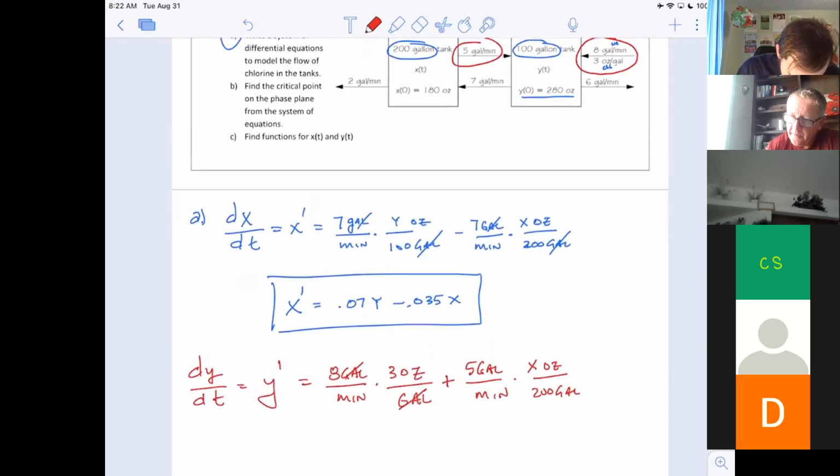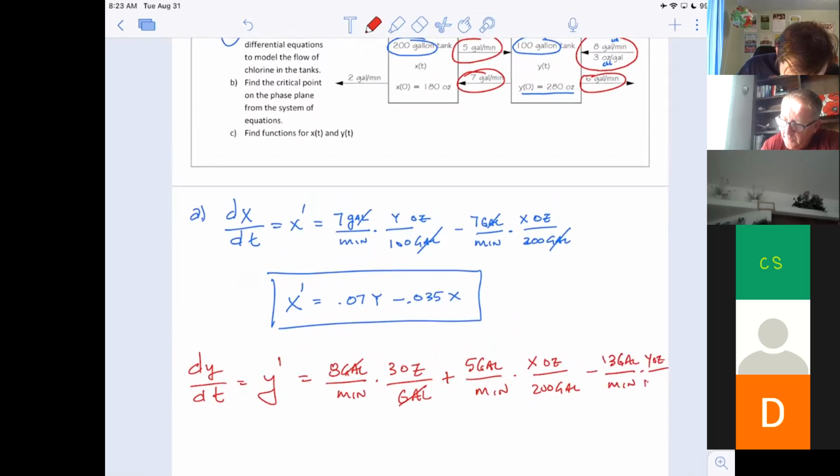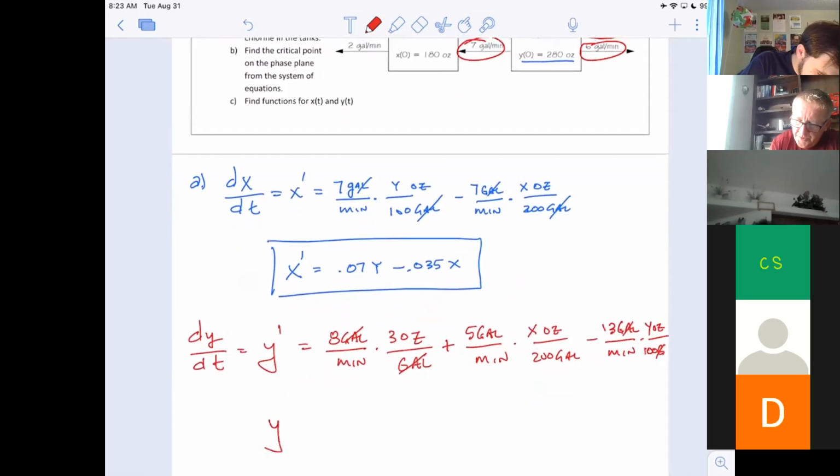And then finally there's stuff going out of it. Again, there's a total of 13 going out of it. It doesn't really matter that there's 7 and 6. And so I'm going to say 13 gallons per minute. And that's the Y tank. So that's Y ounces per 100 gallons. And so the gallons cancel. And so what does that equation really look like? Y prime equals 24 in plus 5x over 200, which is 0.025x, minus 13 over 100, which is 0.13y.